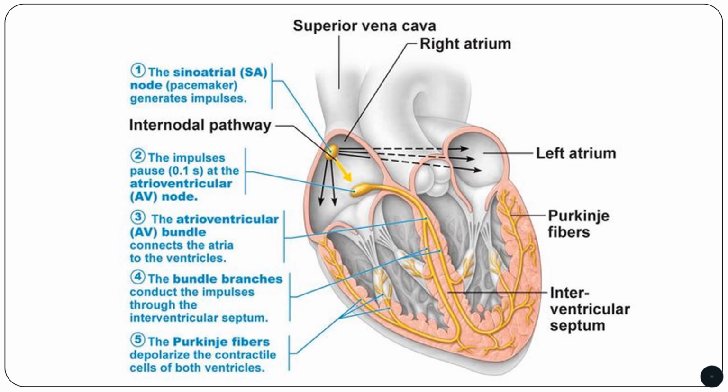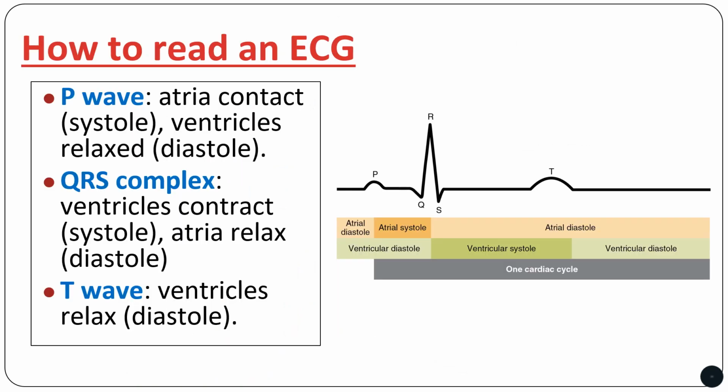Then it is going to move into the bundle branches. The bundle branches are going to conduct these impulses all through the interventricular septum, which is this middle piece that runs through the middle here to separate your ventricles from each other. At the very end, it's going to move into these Purkinje fibers. Your Purkinje fibers are going to depolarize the contractile cells for both of the ventricles, and then the whole process starts again.